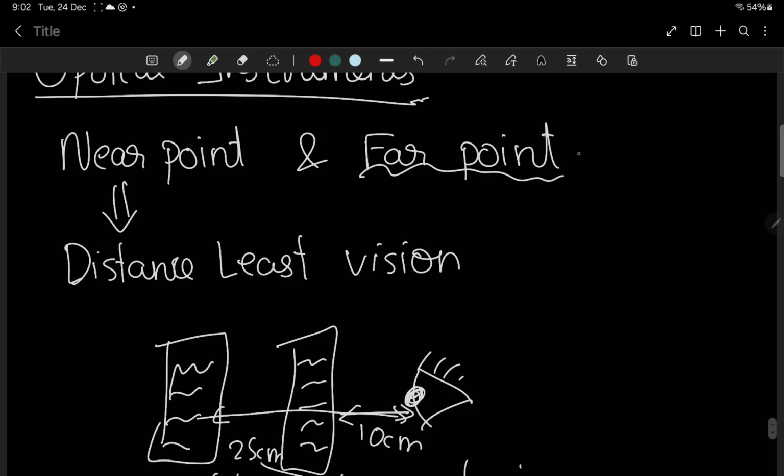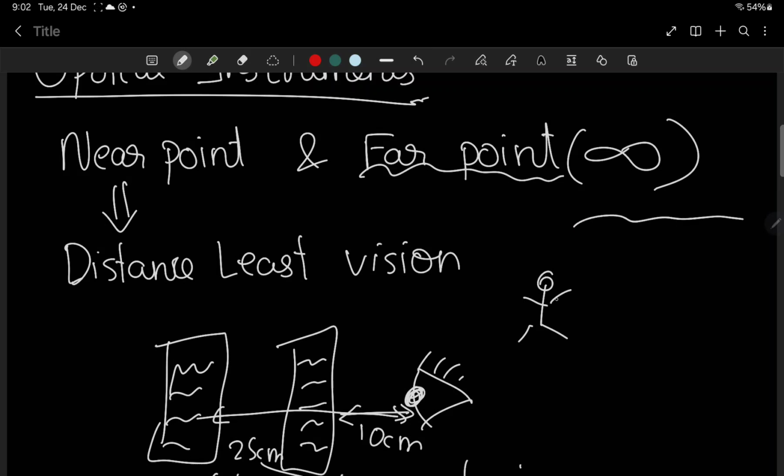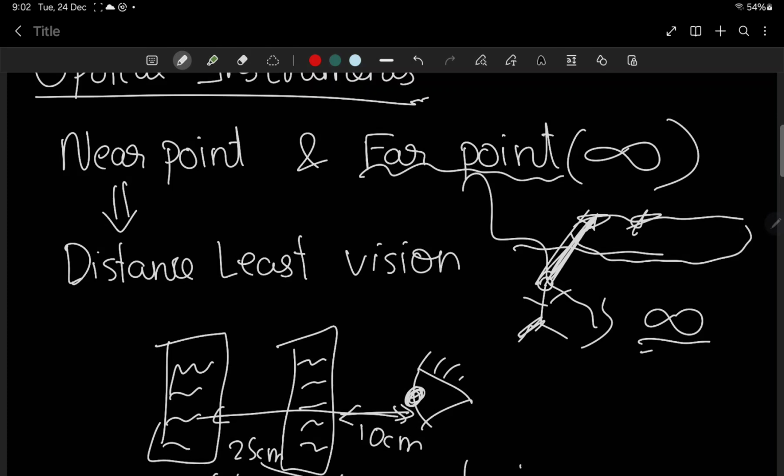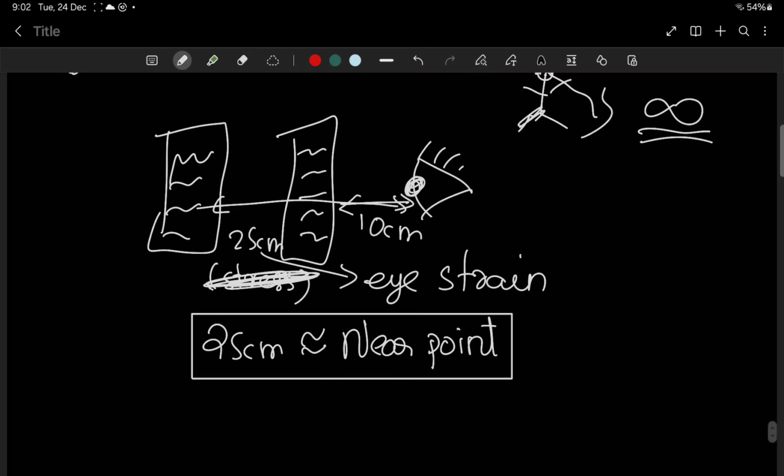And the far point for humans is infinity. If I am standing here and there is sky, you know there are stars in the sky. Stars are at a very, very large distance away from us, still we can see them. So the far point for our eyes is infinity, we can see images at infinity. That's the reason why we can see stars in the sky. So our far point, the maximum distance of our vision, is infinity. This is the thing I would like to tell you before optical instruments.